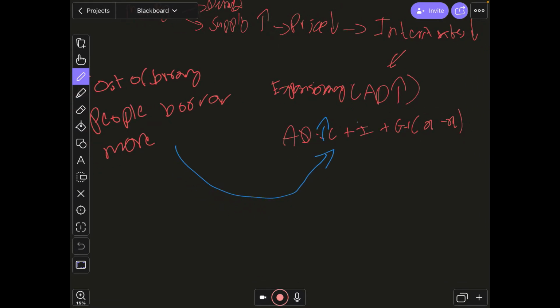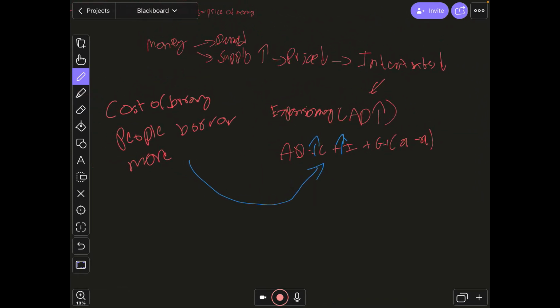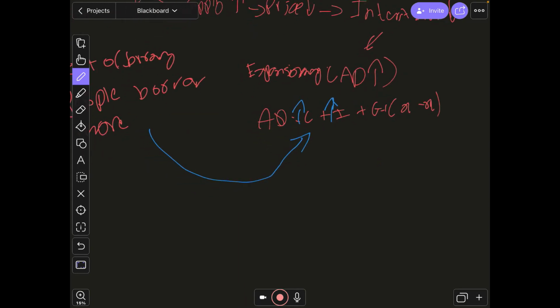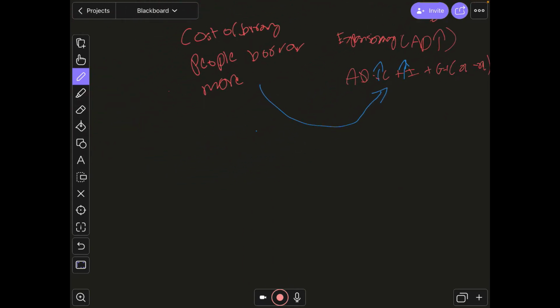At the same time, investment goes up because firms can now borrow money easily because they have to pay less. So these two things go up. So this is the internal effect, the internal effect within the economy. Aggregate demand goes up, consumption goes up, right?